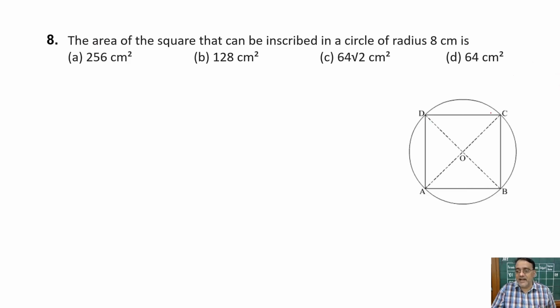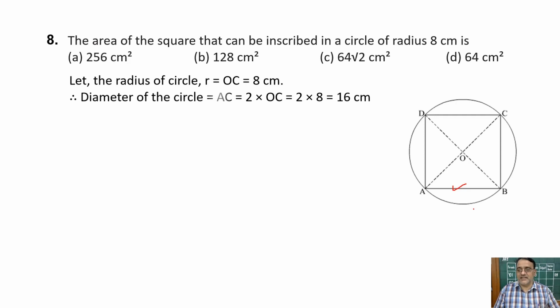Now what is the diameter of the square? Diagonal of a square. Diameter of the circle, right. That is the diameter of the circle. Now the radius is given 8 centimeters. So what will be the diameter? 16 centimeter, right.